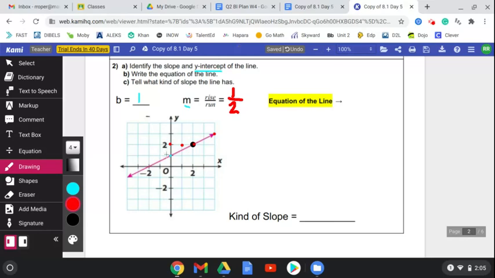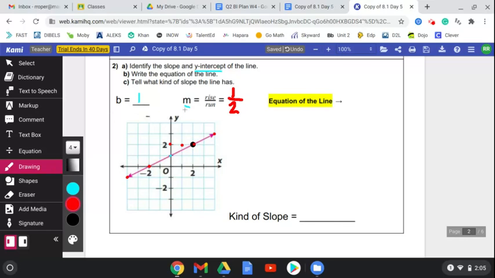Okay, I can also change the direction of where I go. So instead of going up 1, right 2, I can go not up but down, and not right but left, and I would still be on the line. Down 1, left 2, I'm still on the line. So as you can see, going up and to the right is the same thing as going down and to the left, because those dots will still be on the line.